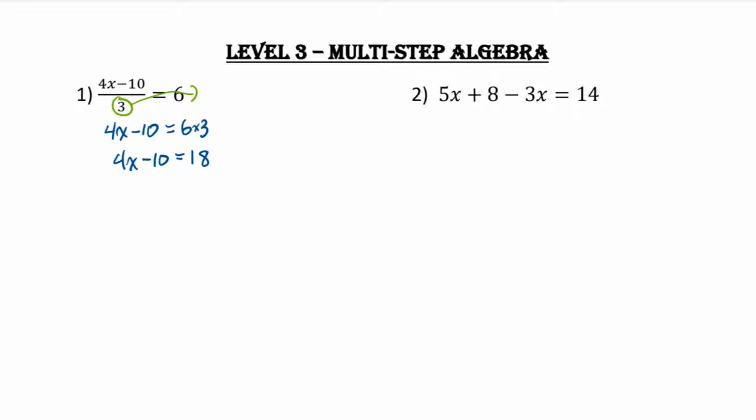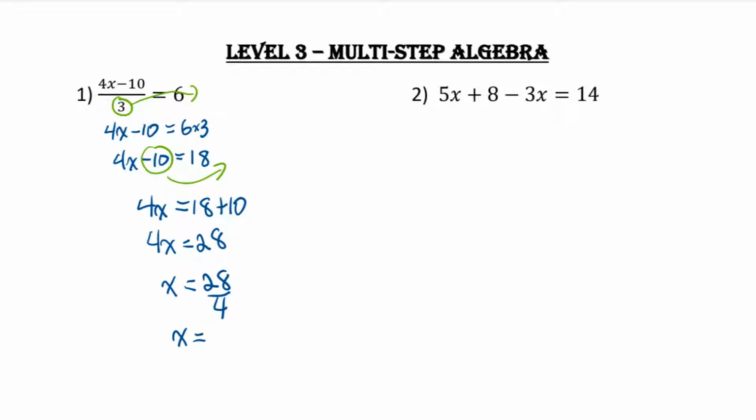10 is up next. I'm going to bring it over. I'm going to add 10 to both sides, resulting in 4x equals 18 plus 10 on the right. And cleaning that up, I get 28. And finally, I'm going to bring the 4 over to the other side, resulting in 28 divided by 4, x equals 7.